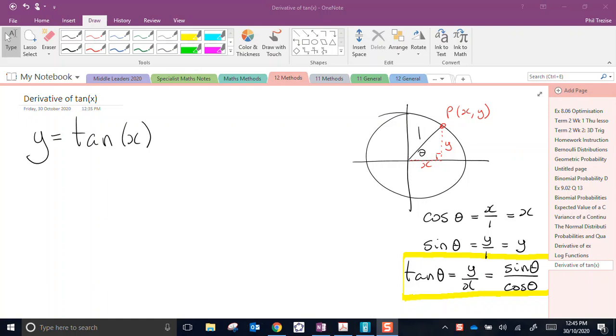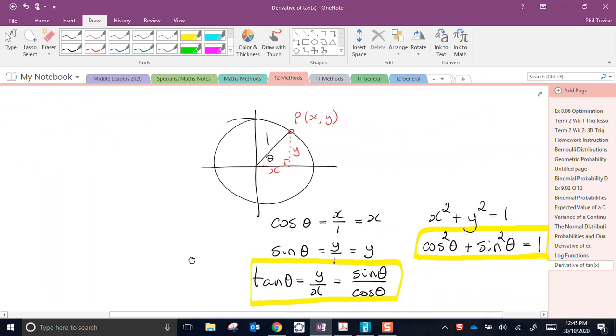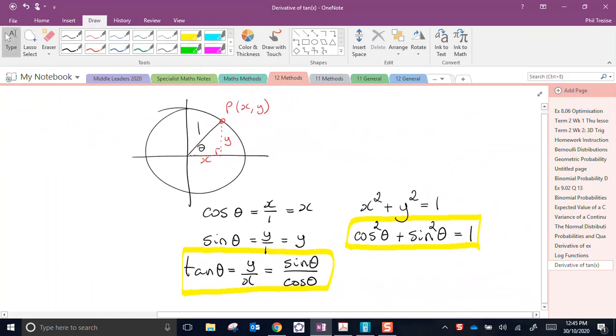Hi everyone. The lesson for today is to figure out the derivative of tan x. Now before we get started on the derivative of tan x, we'll have a very brief recap on some prior knowledge. You'll remember, of course, the unit circle, a circle centered at the origin with a radius of 1.